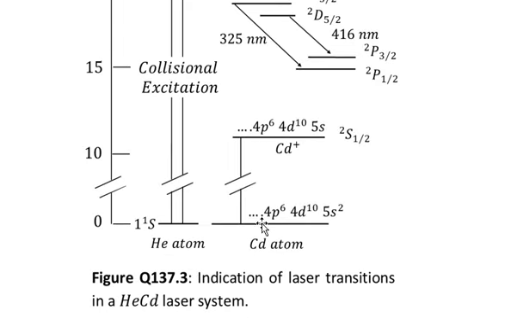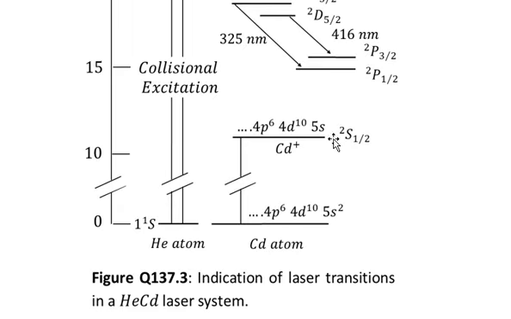Now this is the electronic configuration of the cadmium atom, and only the last three have been shown: 4p6, 4d10, and 5s2. When one of the 5s2 electrons is removed, the electronic configuration of the cadmium ion becomes 4p6, 4d10, and 5s. So you see that only one electron is present in the 5s orbital, and its energy term is 2S 1/2. I have not written the principal quantum number over here, only the term has been written, which is 2S 1/2.